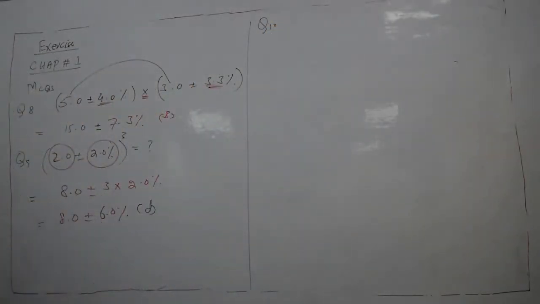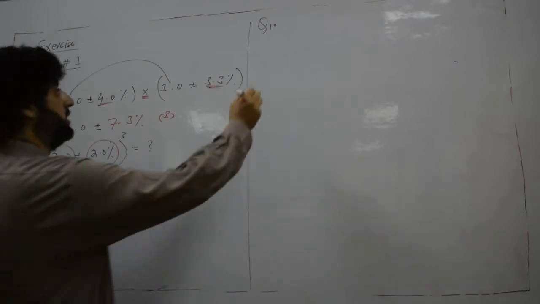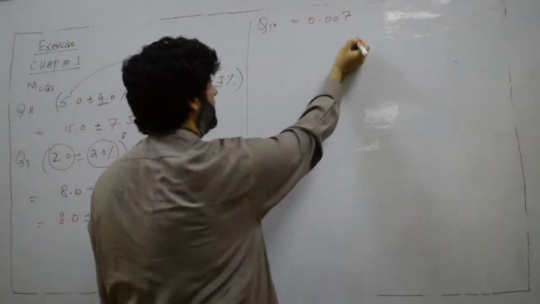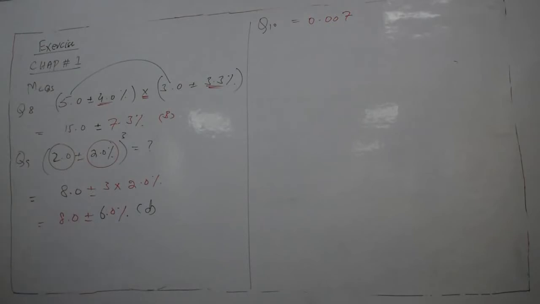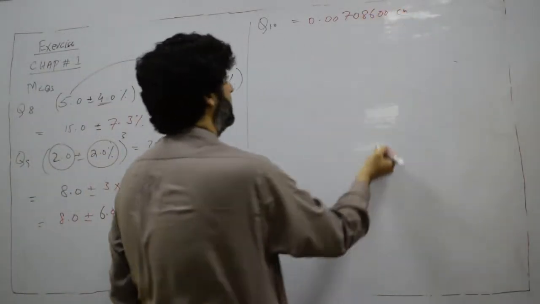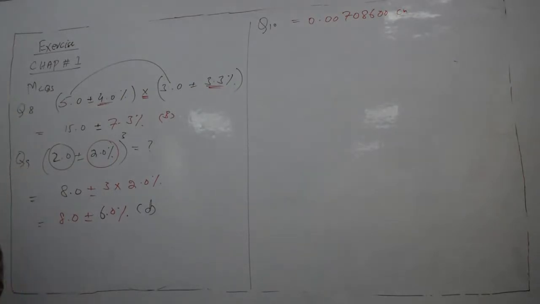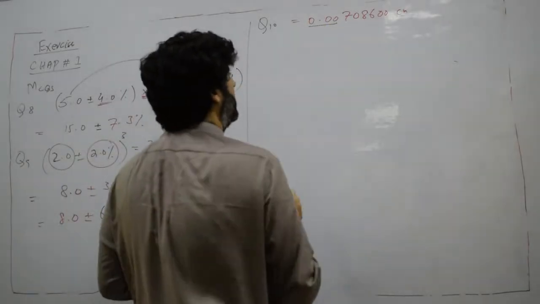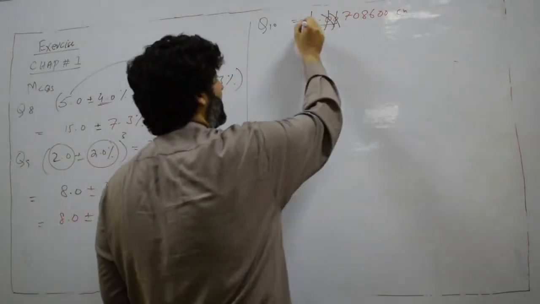MCQ number 10 said that the number of significant figures in the measurement of 0.0070860 centimeter. We have to count the number of significant digits in this measurement. Look at here. These zeros are at the left side, so they are not significant.